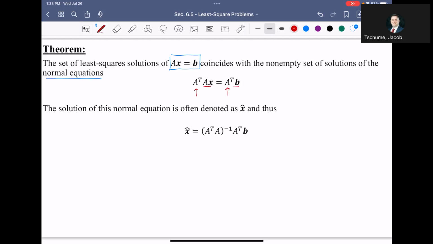If you were to solve this for vector x, the solution of this normal equation that we are going to define as x hat, which is our least squares solution, to get the A transpose A to the other side, you need to multiply both sides by A transpose A's inverse. Doing that will cancel the A transpose A on the left and will leave you with the equation that x hat equals A transpose A's inverse times A transpose b.